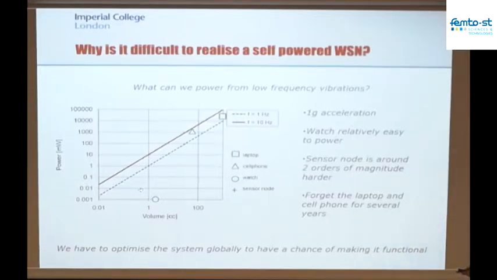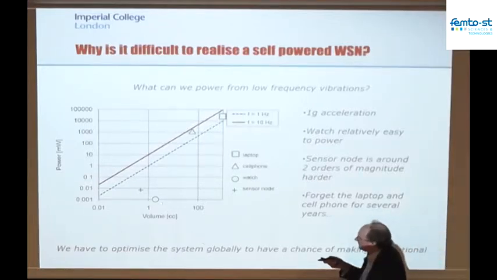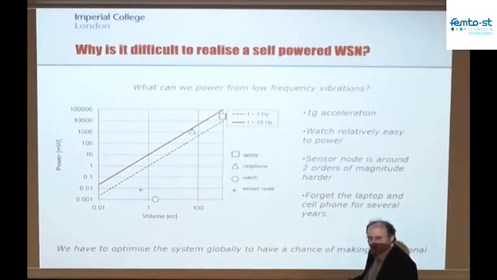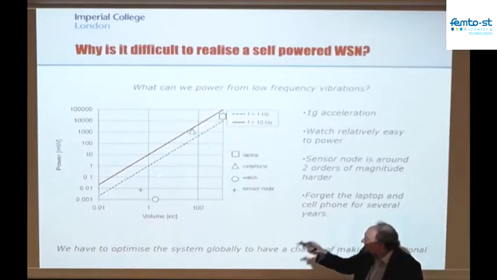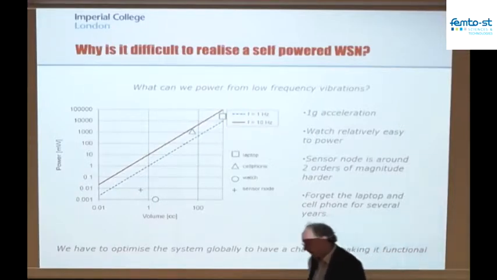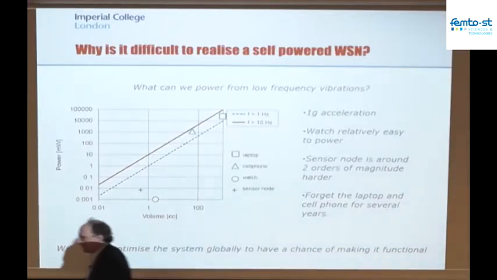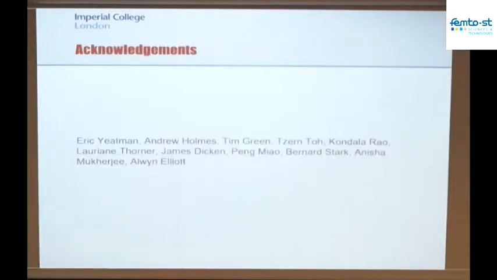So clearly, the closer these objects get to these lines, the more difficult the scenario is to make them self-powered. And you can see the watch is the furthest away from the line, so it's a great candidate. The laptop and the cell phone, there's no chance. But the sensor node is harder than the watch, but is still far enough away from these lines to mean that we can do it. So we really can produce self-powered sensor nodes as long as we design them properly.